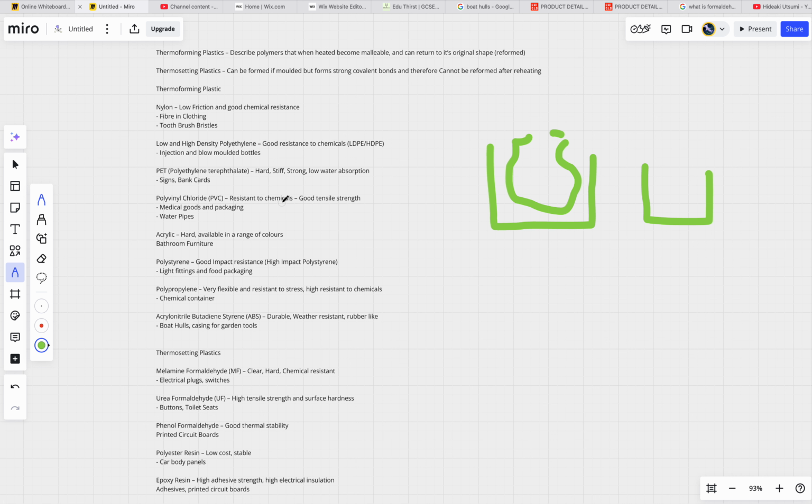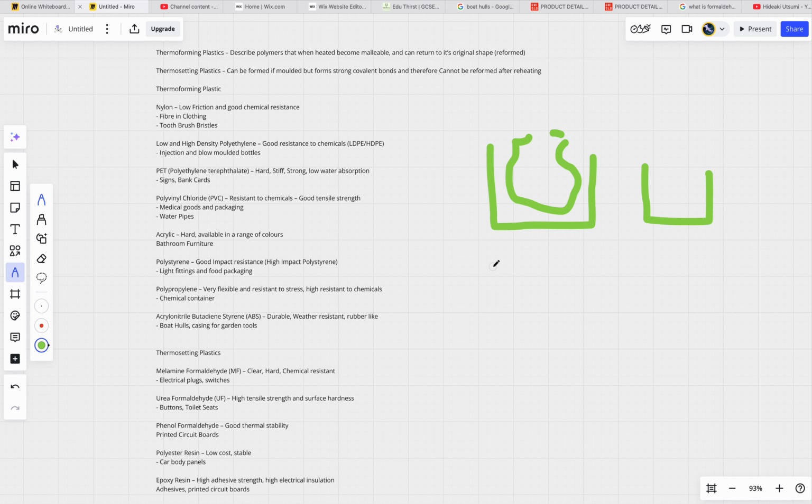And next you have polyvinyl chloride. It is quite resistant to chemicals. It has quite good tensile strength, and therefore you use it for medical goods and packaging, and more obviously water pipes, because they really do sustain quite a lot of pressure when there is quite a lot of water demand, and you really have to cram quite a lot of water in there. So that would be good for water pipes.